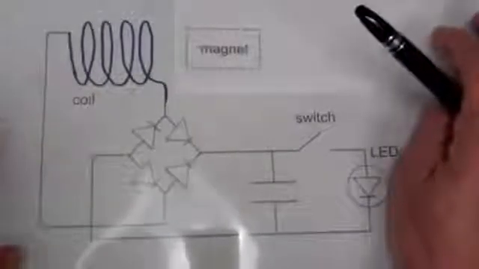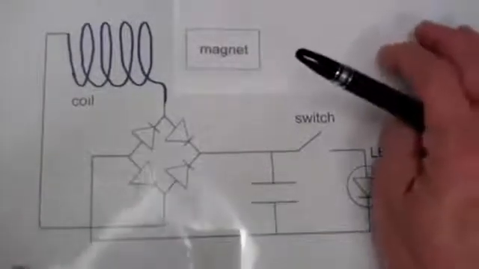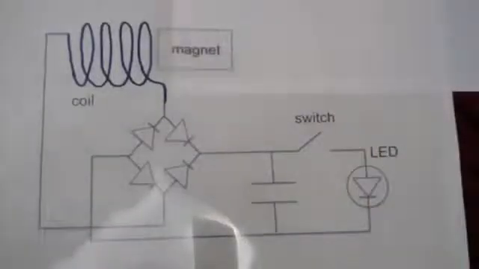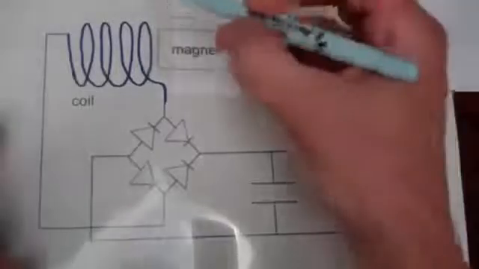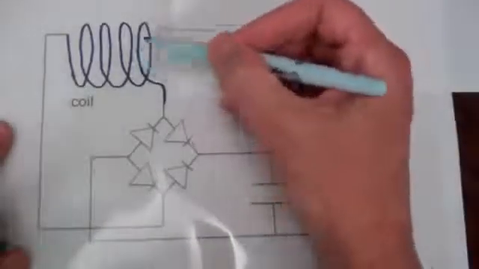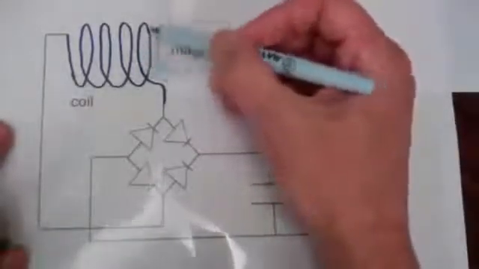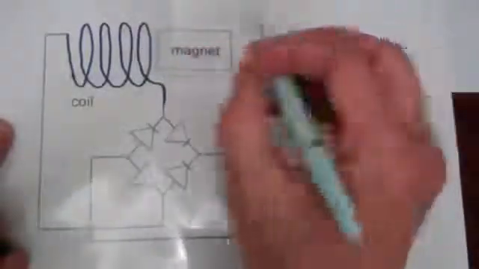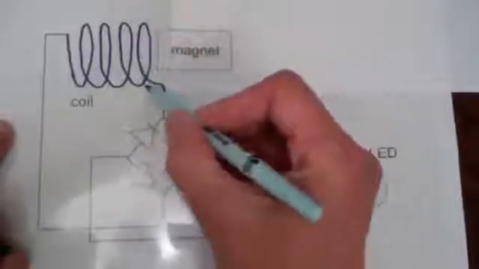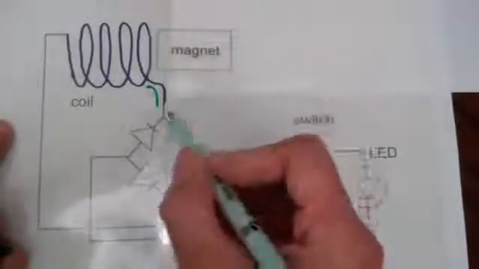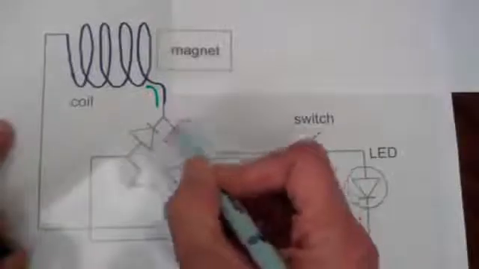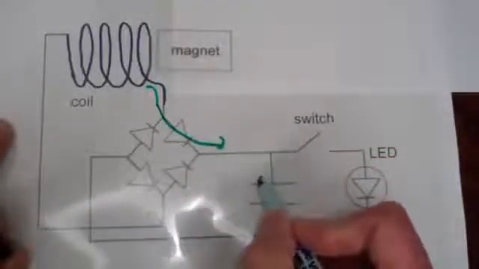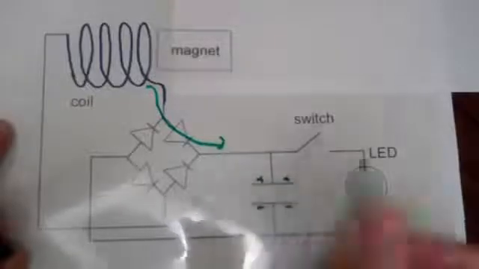So from the perspective of the magnet, if the magnet's going in, there's going to be an induced counterclockwise current in the coil so that the magnetic field, due to this induced current, opposes the increasing magnetic field from the magnet sliding in. So the current will flow this way, and this diode will block the current, this one will let it pass, so the current will flow this way and charge the top plate positively.